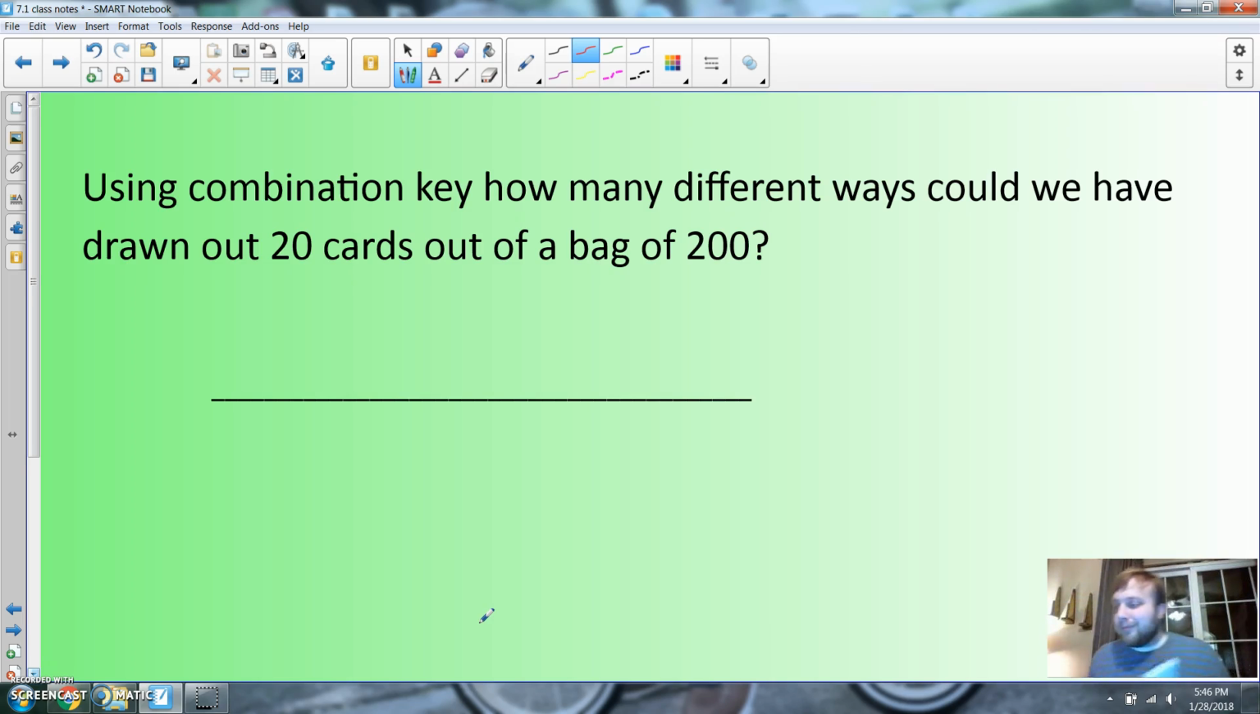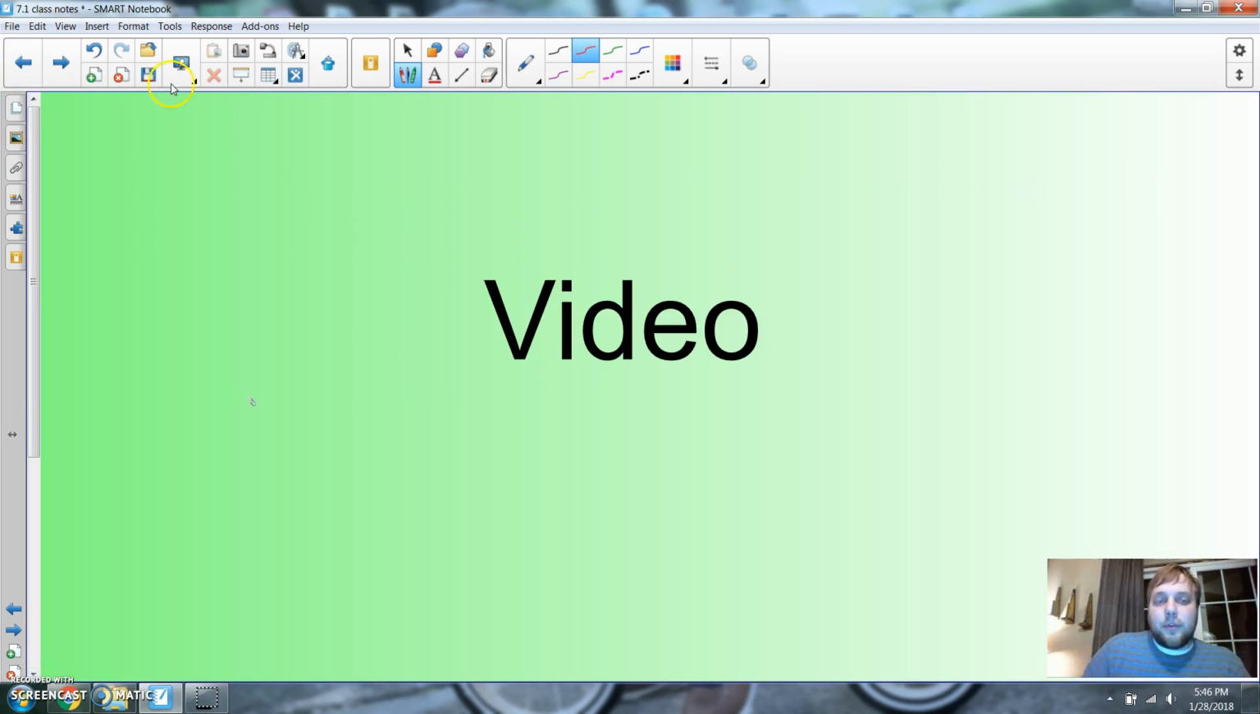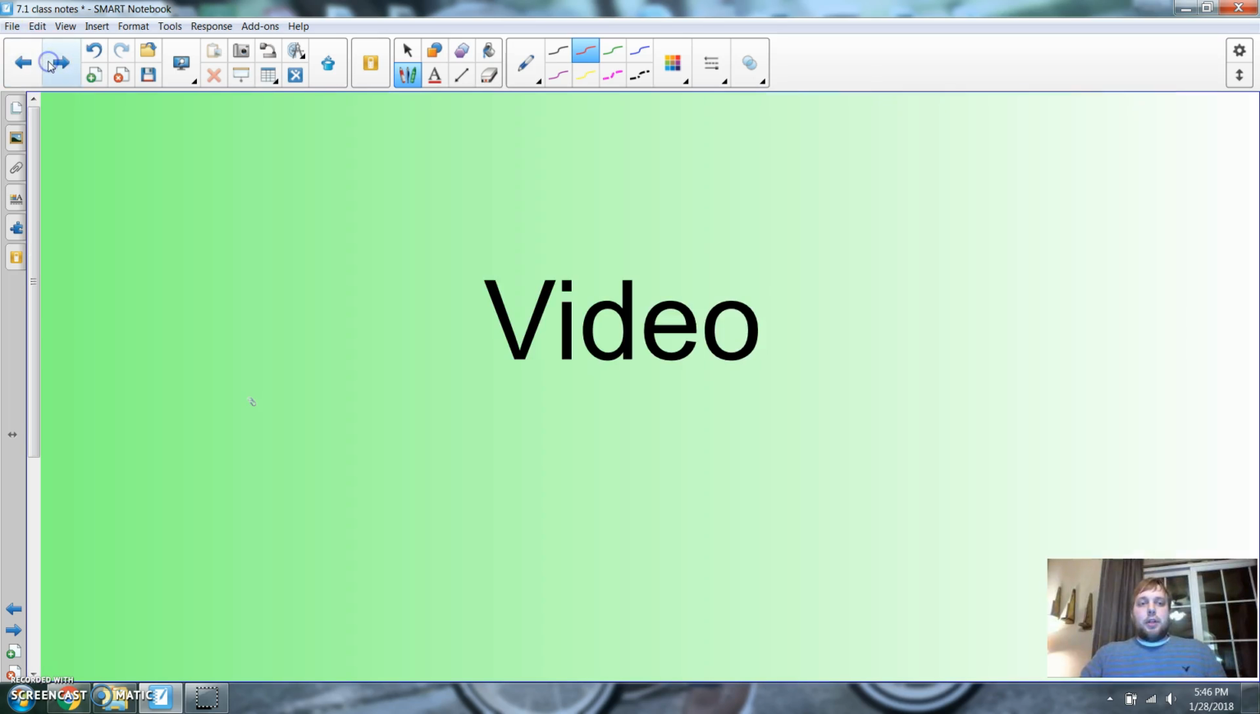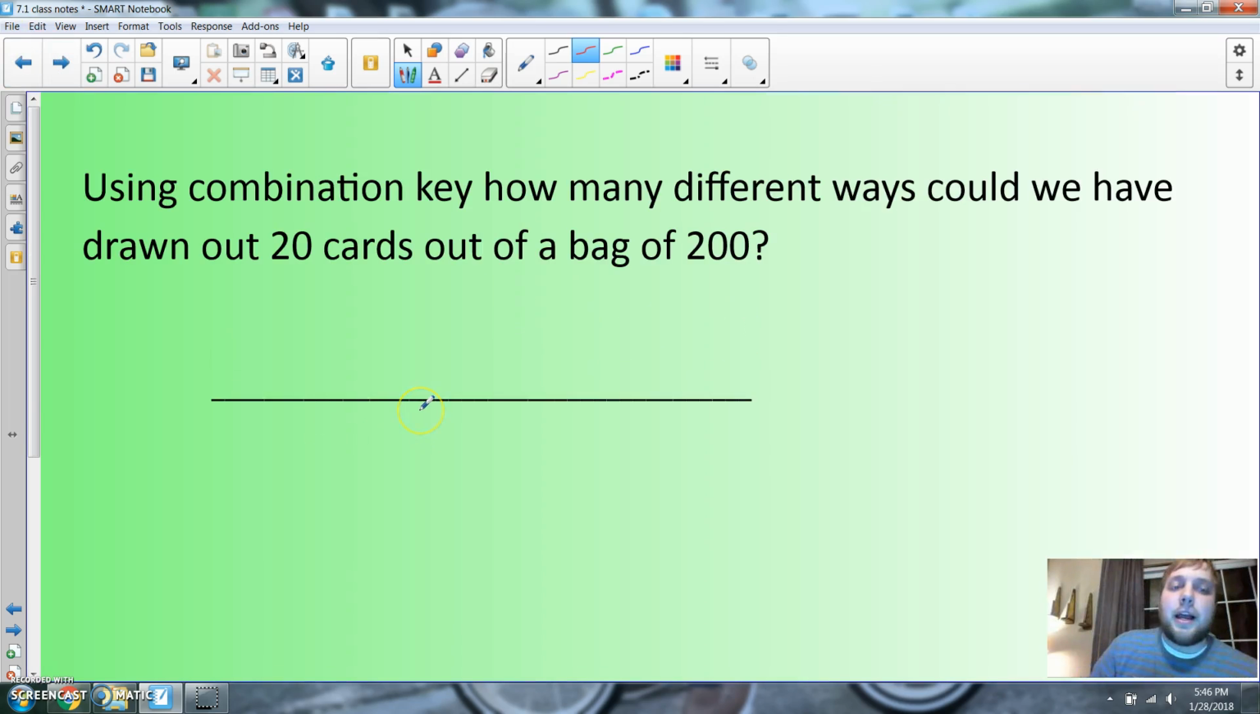Using our combination, how many different ways? How many different samples could I put under a curve? How many different dots are there? How many ways can I collect a sample? Basically, how many ways can I collect 20 cards out of 200?